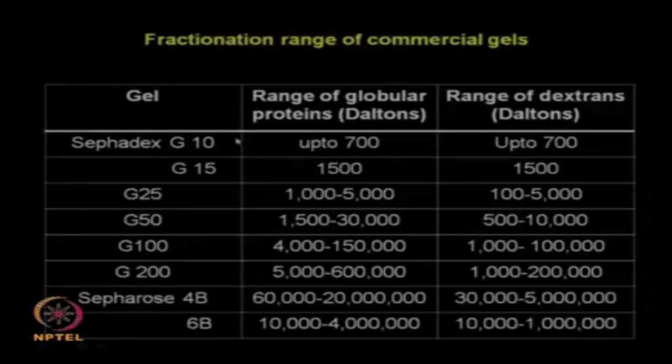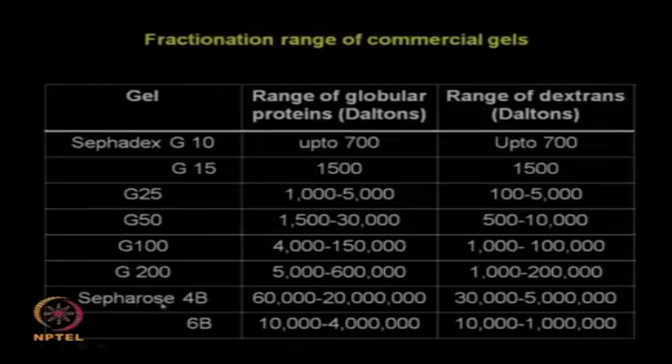If you take Sephadex G10, up to 700 Daltons globular proteins we can use it, and dextrans can go up to 700 Daltons. If you take another type of Sephadex, G15, we can go up to 1500 Daltons globular proteins. Go to G25, we can work between 1000 and 5000. If you take a G50, it can work for a 1500 to 30,000 Dalton protein. If you go to G100, we can work for 4000 to 150,000 Dalton protein. If you take G200, it can work in the range of 5000 to 600,000 Dalton protein.